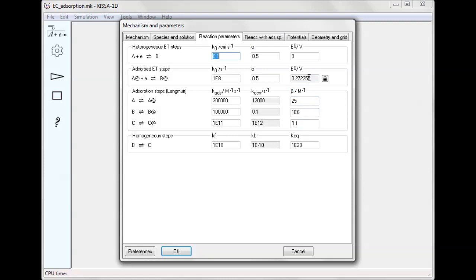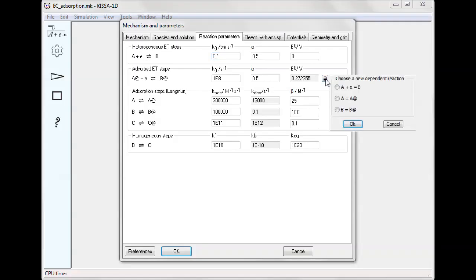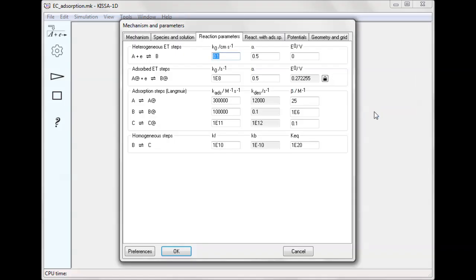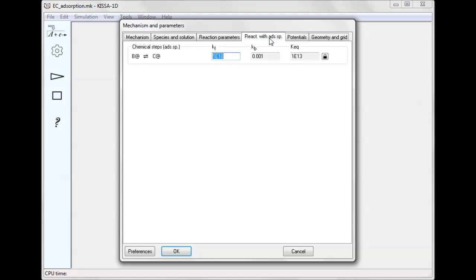Note that the value of E0 for the electron transfer in the adsorbed state cannot be changed, and there is a lock next to it. This is because the thermodynamics of this reaction are dependent on other reactions and are calculated automatically. The list of reactions defining the value of E0 can be seen by clicking the Lock button. Any one of these reactions can be made dependent instead of the electron transfer step if necessary.